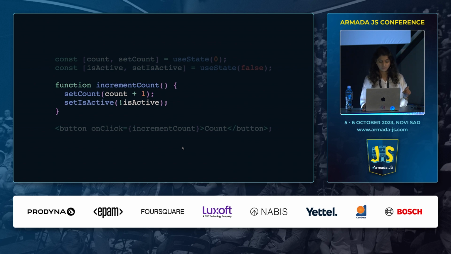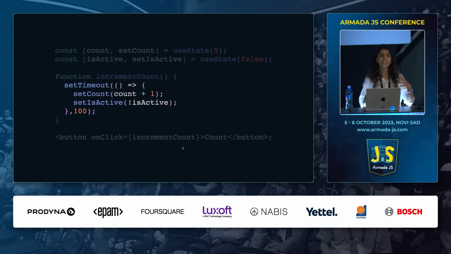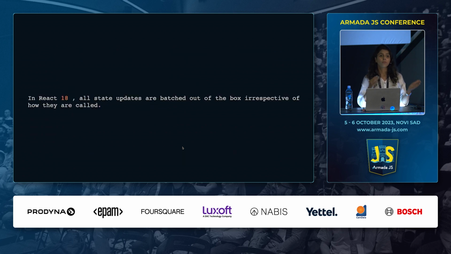However, if I wrap it inside any asynchronous code, like setTimeout, or inside a fetch callback, in that case React does not batch it. So there will be two renders. But in React 18, everything is batched out of the box. So even if it is asynchronous or synchronous, all the state updates are batched out of the box.